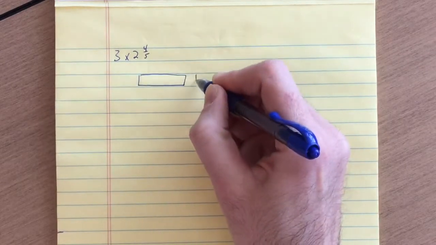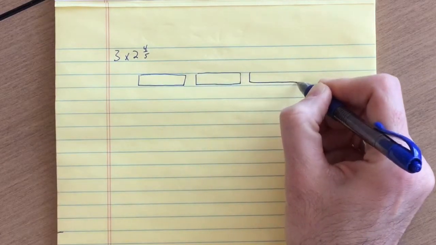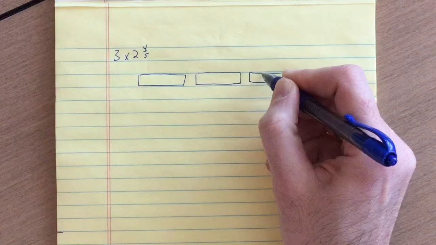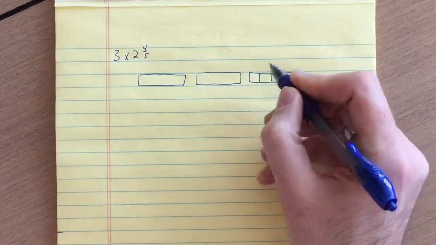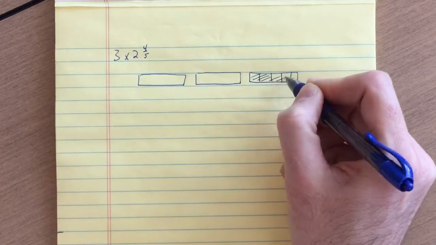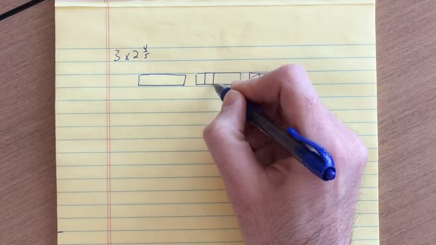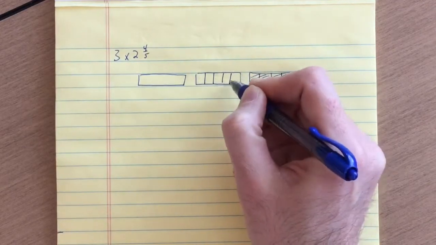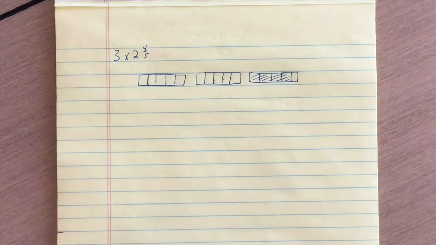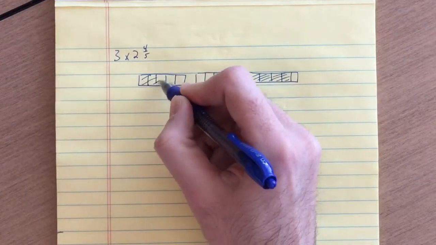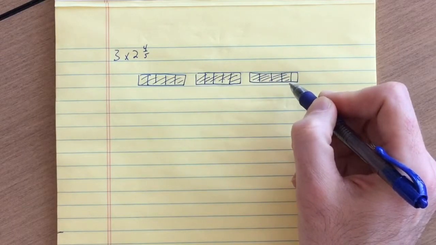I want 1, 2, and 4/5. So I need to make fifths out of this. 4/5 would be up to there. I also want to make fifths out of these, and fifths out of these. And the whole thing, 1 whole, 2 whole, and 4/5.